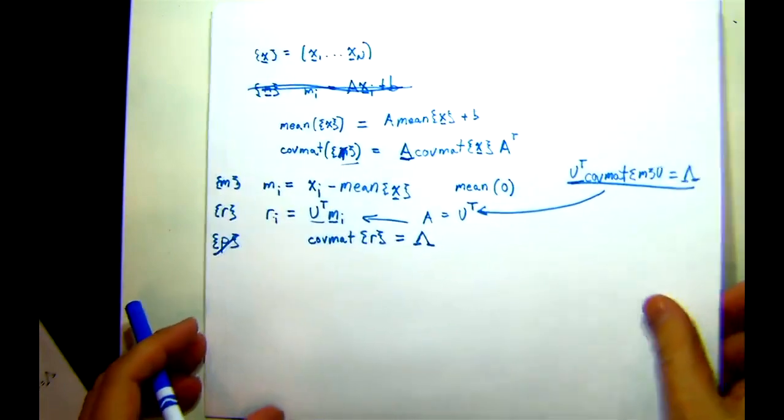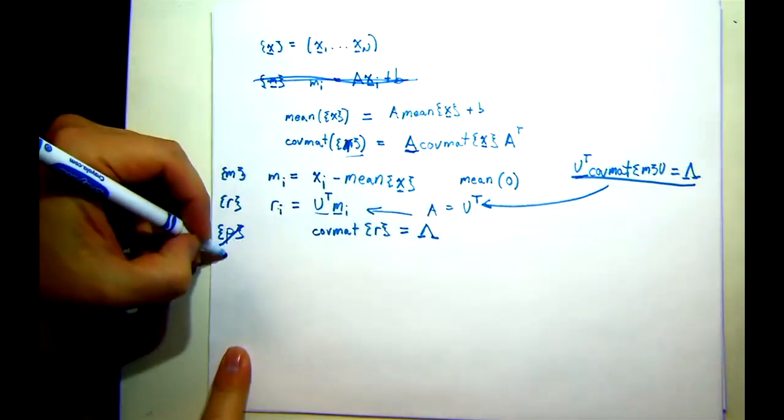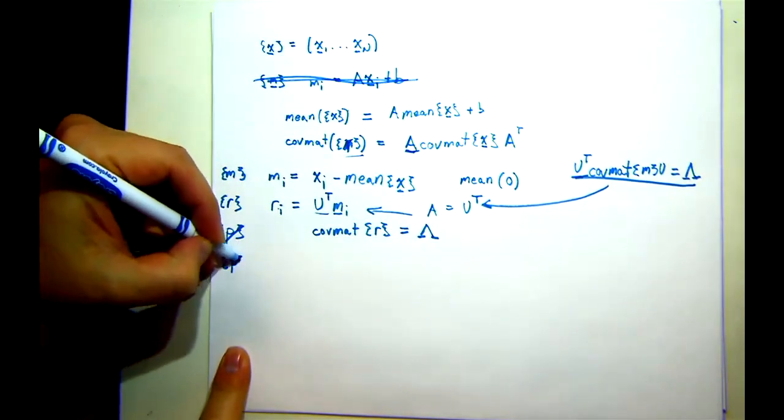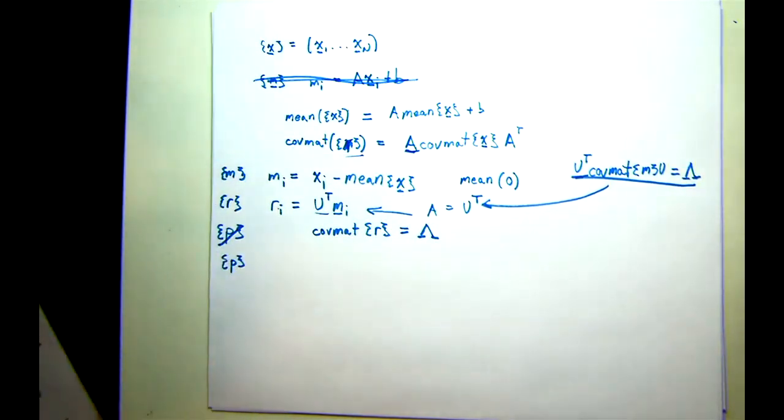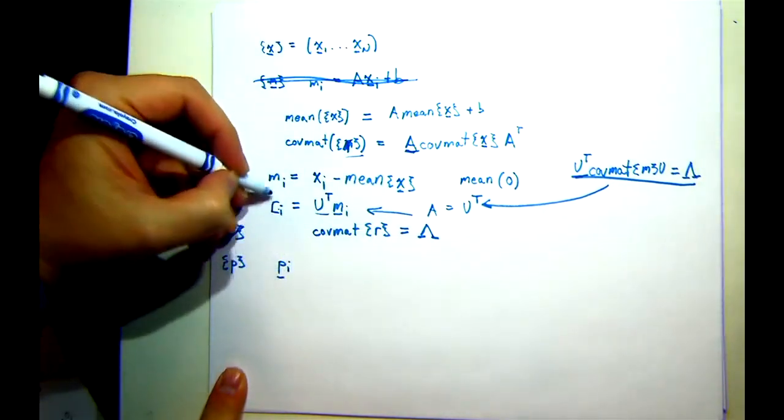So let's keep working on this particular transformation. We're going to go to a new data set. Now we are going to go to P. And P, these are all vectors, by the way.